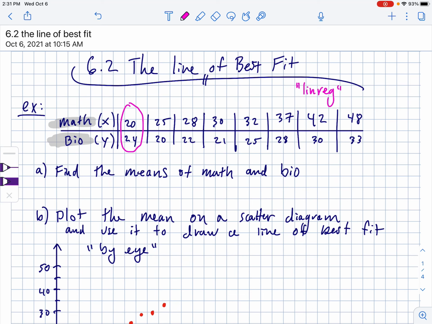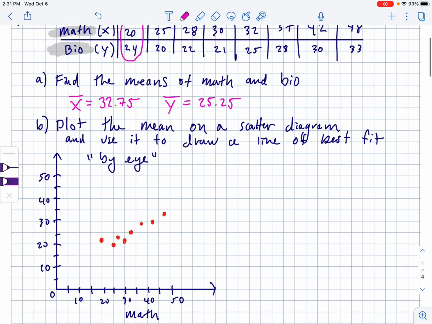First thing we're going to do is find the means of the math and the bio. The mean just means the average. So you add them all together and divide by how many there are. If you do that with the math tests, which are labeled x, then x bar is equal to 32.75. If you do that for the bio tests, the y bar is 25.25.